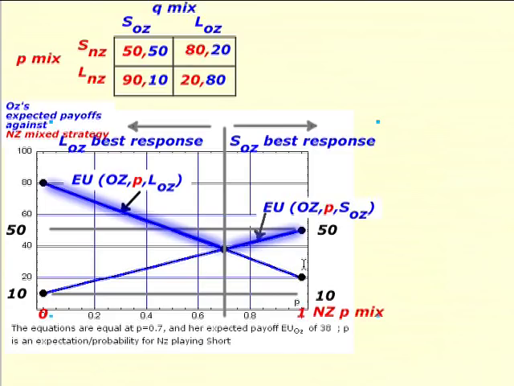Because if New Zealand plays less than that, then it's clear that the expected payoff in playing long is greater than the expected payoff from playing short, because this blue line up here is above that blue line down there, right? So for PMIXs to the left of that vertical line, 0.7, it's much better for Australia to play long, okay? For PMIXs to the right, it's much better for Australia to play short. But just at that particular point, 70% PMIX, is a probability for New Zealand where Australia isn't sure what the best thing to do is, okay?